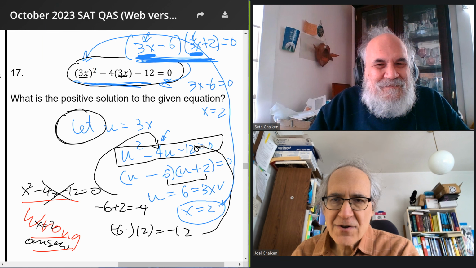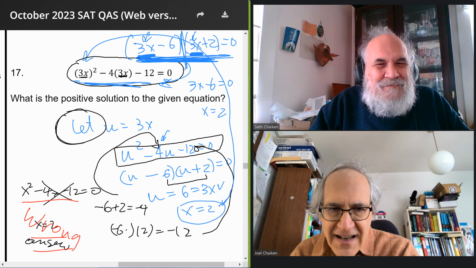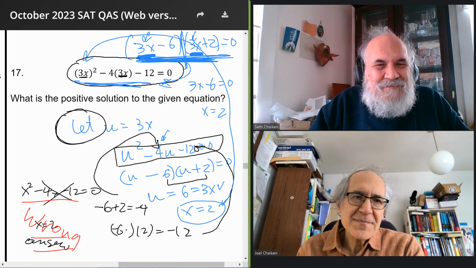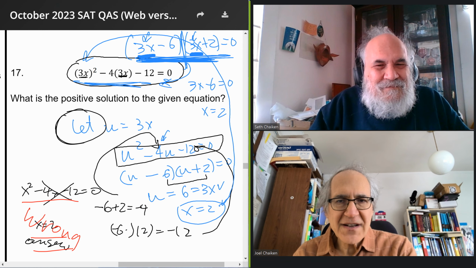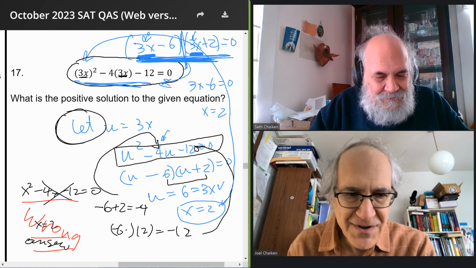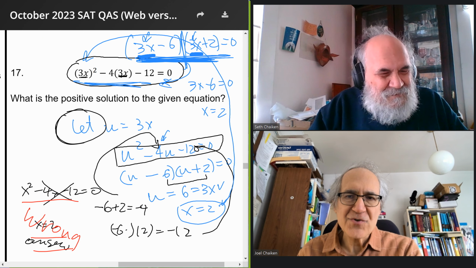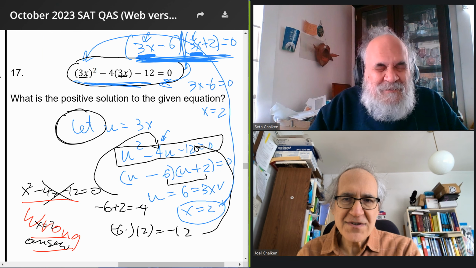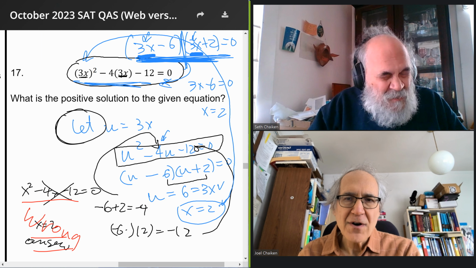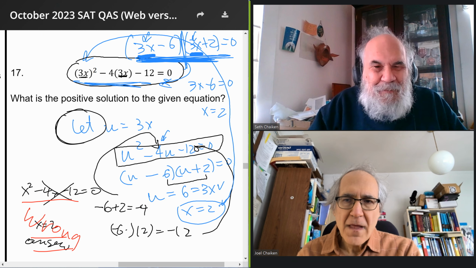When you have a quadratic equation that's in factored form, setting either of those factors to zero makes the equation true. So 3x plus 2 equals 0 gives you one solution to this equation, and 3x minus 6 equals 0 gives you another solution. Most of the time quadratic equations have two solutions, but not always. They sometimes have one solution.